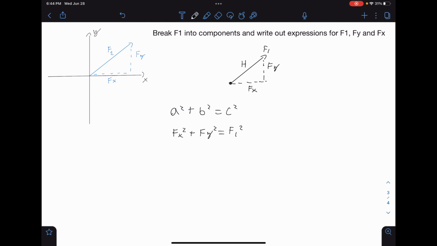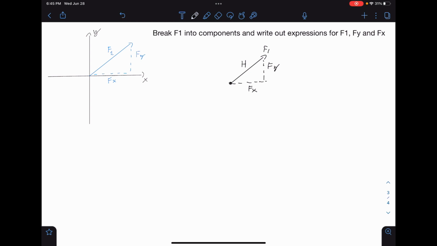So now solving for F1, you take the square root of both sides, and you get F1 is equal to the square root of Fx squared plus Fy squared. That's it. That's your expression for F1. Now let's do it for Fy and Fx. And I'll give you a hint, it has nothing to do with the Pythagorean theorem. It has everything to do with SOH CAH TOA.